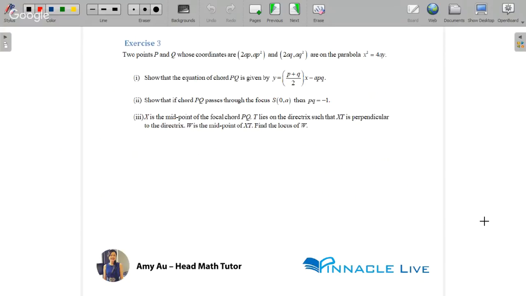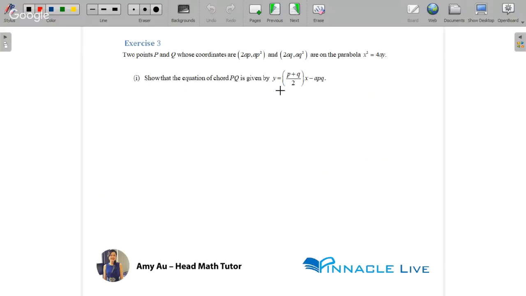All right, so the next one, we have 2 points, P and Q, whose coordinates are given. We want to find the equation of the chord PQ. Now I've kind of shown you this right at the beginning as a part of the standard results. So let's take this opportunity and do this again. All right, so the chord PQ. I won't draw a fancy diagram, but basically you have 2 points. Let's think about what we have. You have 2 points, 2AP, AP squared, and another point, 2AQ, AQ squared.